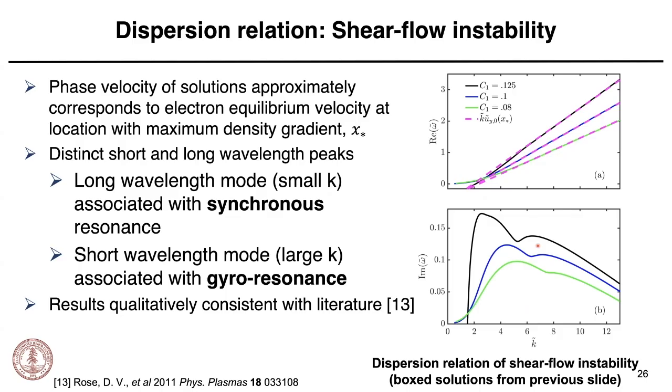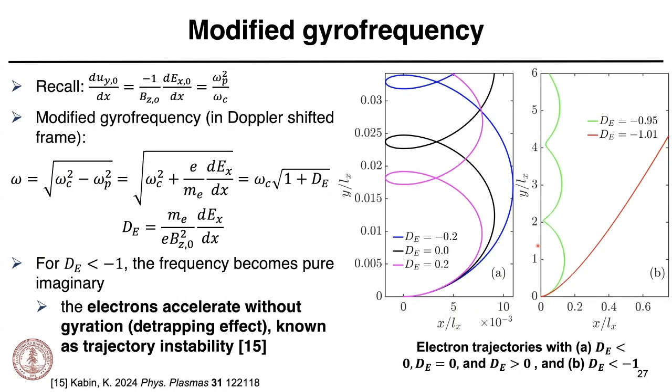And so the only thing that remains now is to look into those results that had the modified gyro frequency connection. And to do that, I'll just recall that expression that we talked about before, which is that the electron velocity gradient is connected to plasma frequency squared over gyro frequency. And so when I was talking about the modified gyro frequency, in non-normalized terms, it looks like this. It's a gyro frequency that's reduced by plasma frequency. But if we take apart where it came from, it comes from the gradient and the electric field.